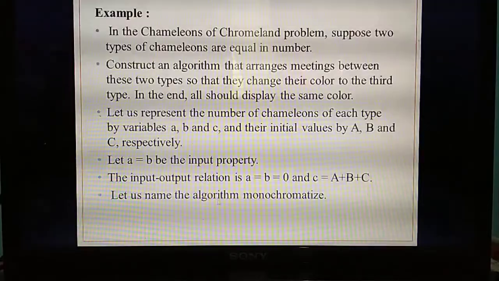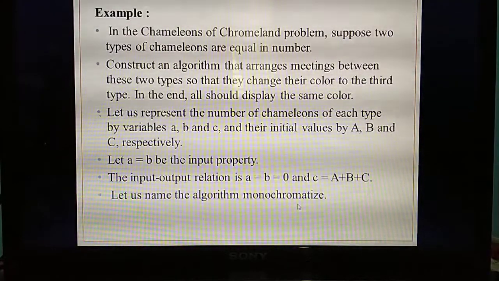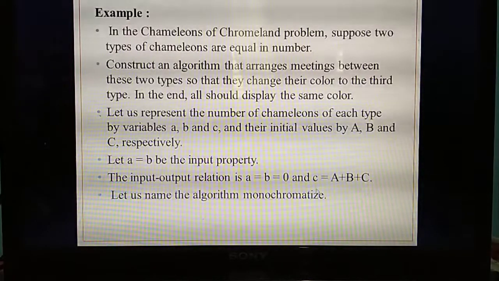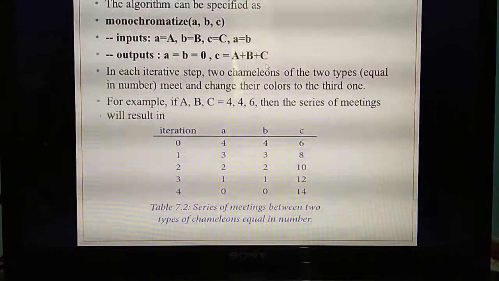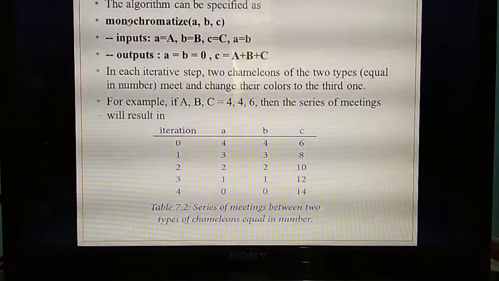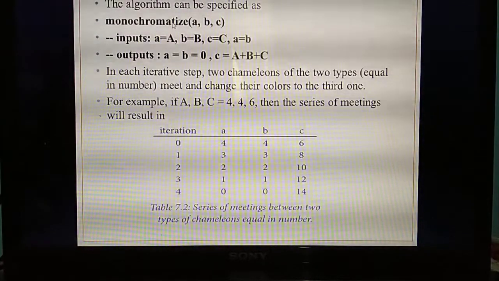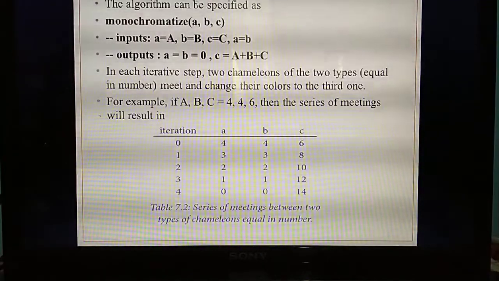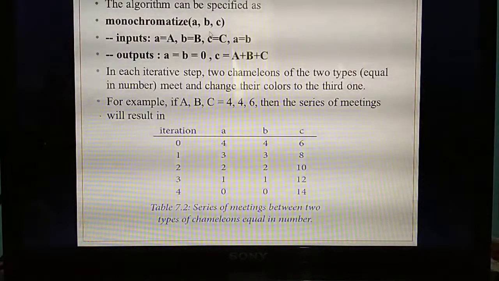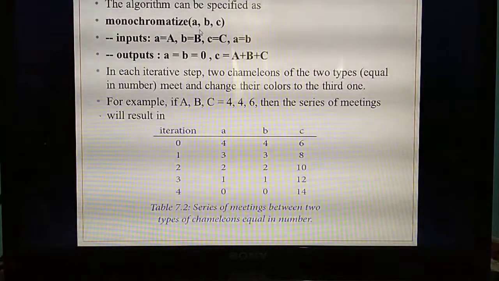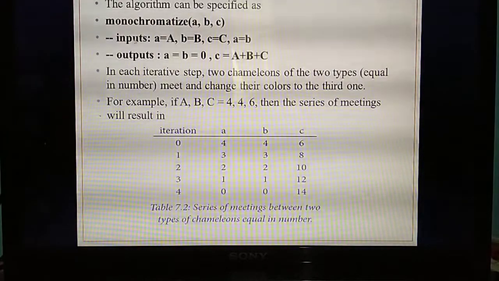Understand? Listen. So what's the name of the algorithm? It is Monochromatize. Understand? So now you are going to write the algorithm. What's the format for writing a specification algorithm? First you need to name the algorithm. What's the name? Monochromatize. Then how many variables are you giving as input? 3. What are they? A, B and C, representing 3 types of chameleons.